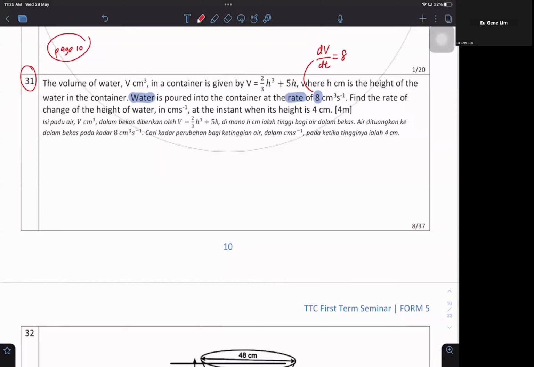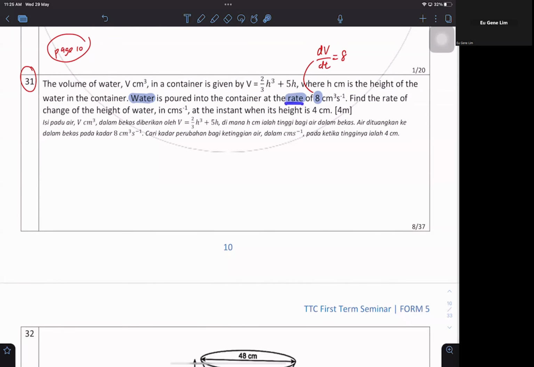You see, rate is dt, dt always at the bottom, and water means volume actually. So dV/dt equals 8. You see the word I highlight? It is dV/dt equals 8. The question is trying to tell you that dV/dt equals 8, but they don't want to tell you straight away, so they give it in a sentence like this. Okay, continue, the next sentence.